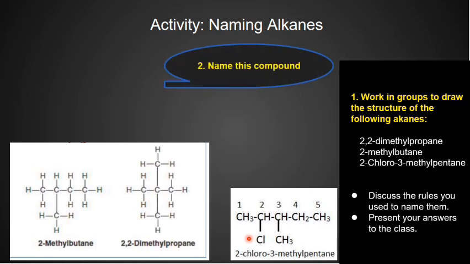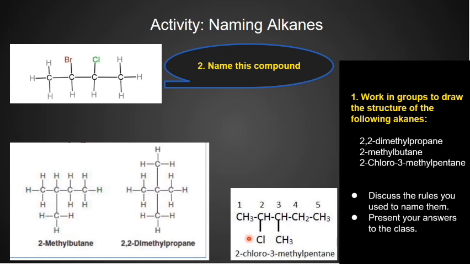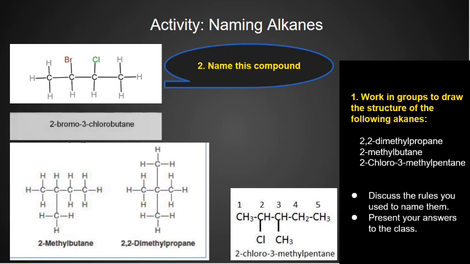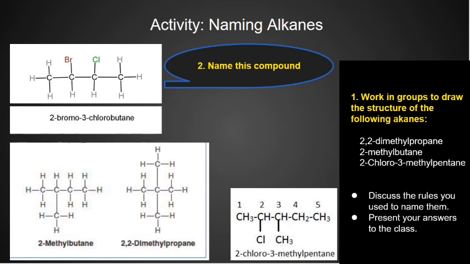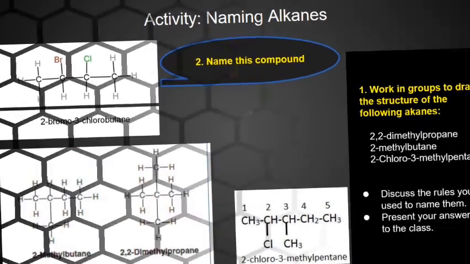Okay, consider this second one. Name this compound. You see in this case too, we have bromine and chlorine attached. So try it, pause the video, then check your answer. Okay, so it's 2-bromo-3-chlorobutane. So I believe you've been able to understand naming of alkanes. So that will be all for today. Thank you.